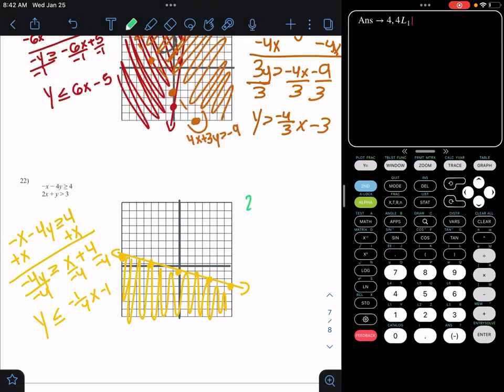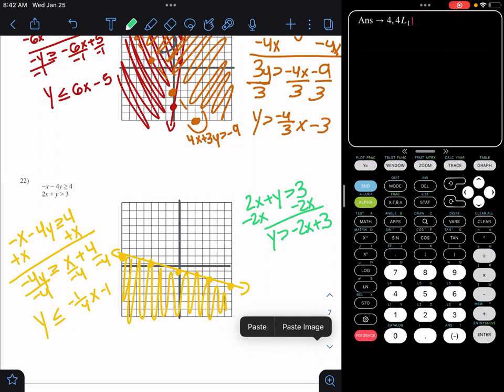Now let's look at the next one. 2x plus y is greater than 3. Subtract 2x, subtract 2x. We get y is greater than negative 2x plus 3. No multiplying or dividing here, so we don't have to flip the inequality symbol.